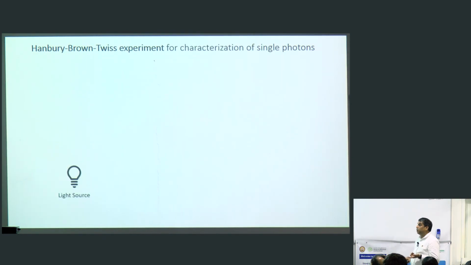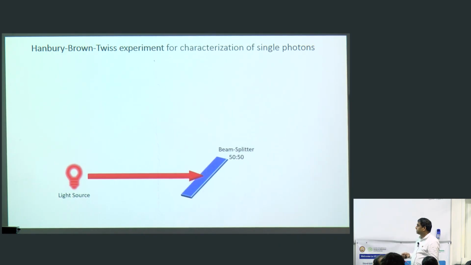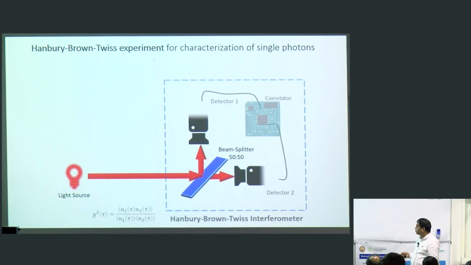And then if you want to measure the single photon nature, as I showed you in the solution phase, there is a technique called Hanbury Brown and Twiss. We first give the concept of how to capture the single photon. So you have the light source here, and then you have a 50-50 beam splitter. So the photon goes like this. We have the two detectors here, and then the correlator.